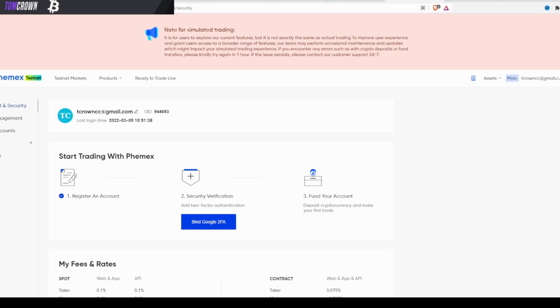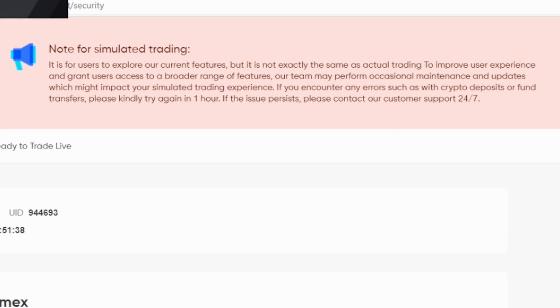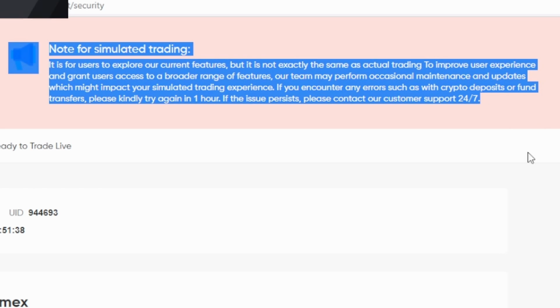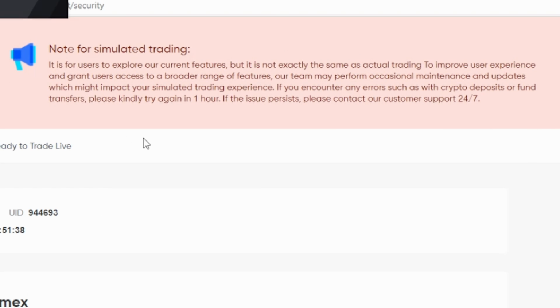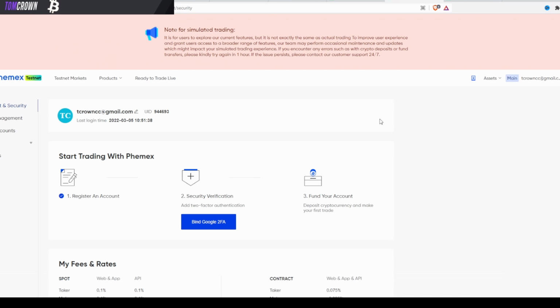So here I've gone ahead and I've logged in. Double check this before you do anything. Up at the top, it says note for simulated trading. Very important. This is how you're going to know you're on the testnet. Your URL should also say testnet.femex.com. And you're going to notice that this is the exact same site as Femex.